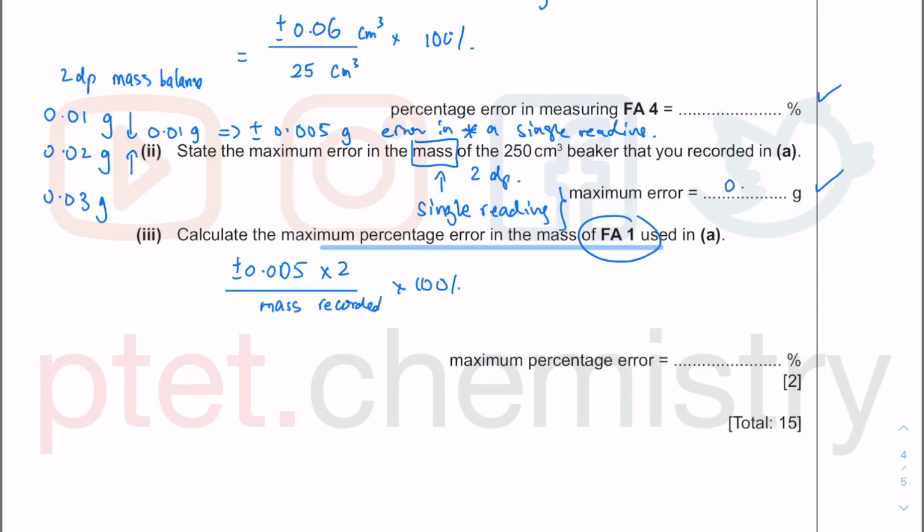So this is 0.005 gram, like that. And here you have to multiply by 2 because here you have this minus the mass of the empty beaker. So final minus initial, you need the 2 readings there. Okay, so hopefully that was helpful.